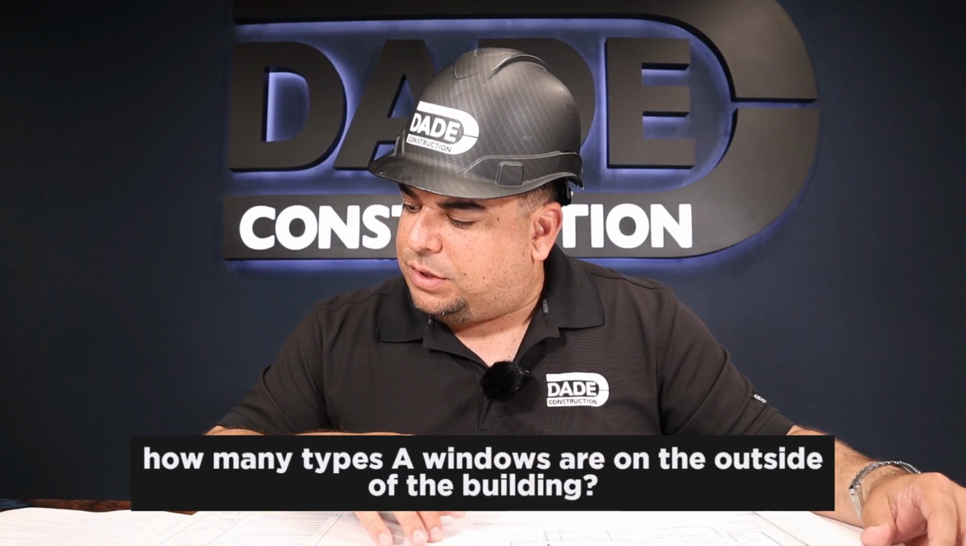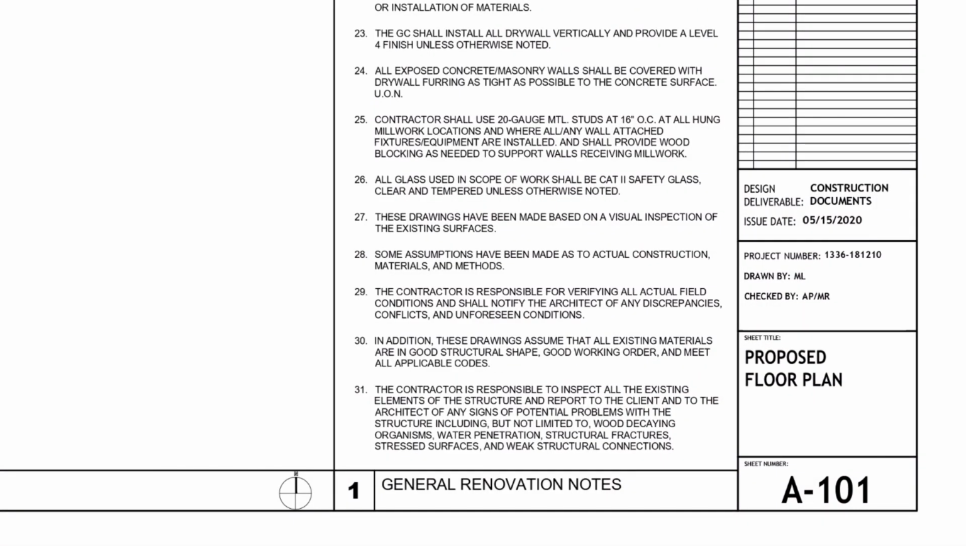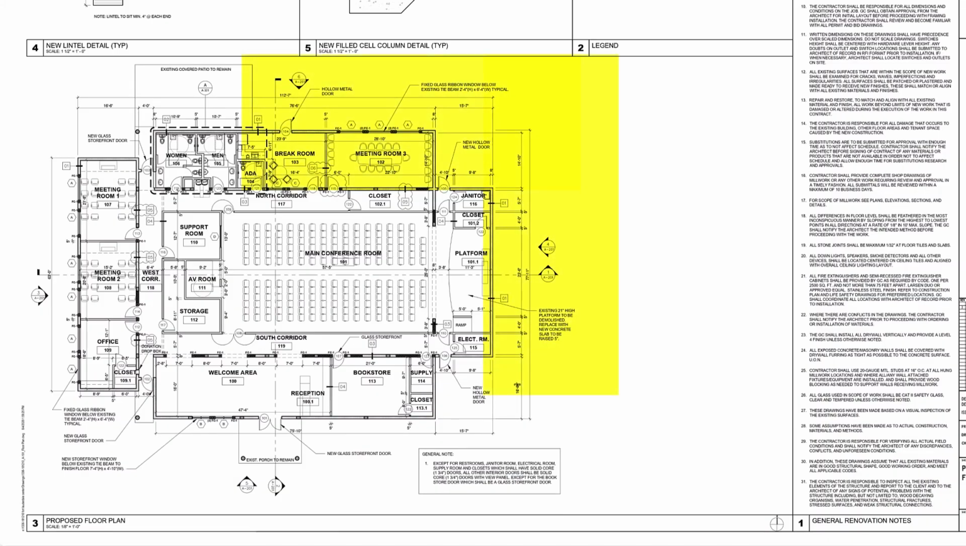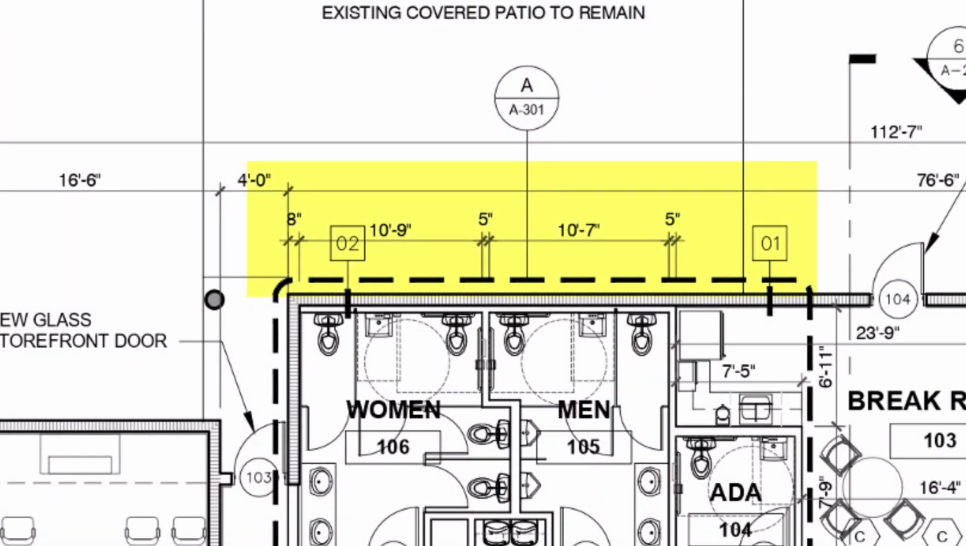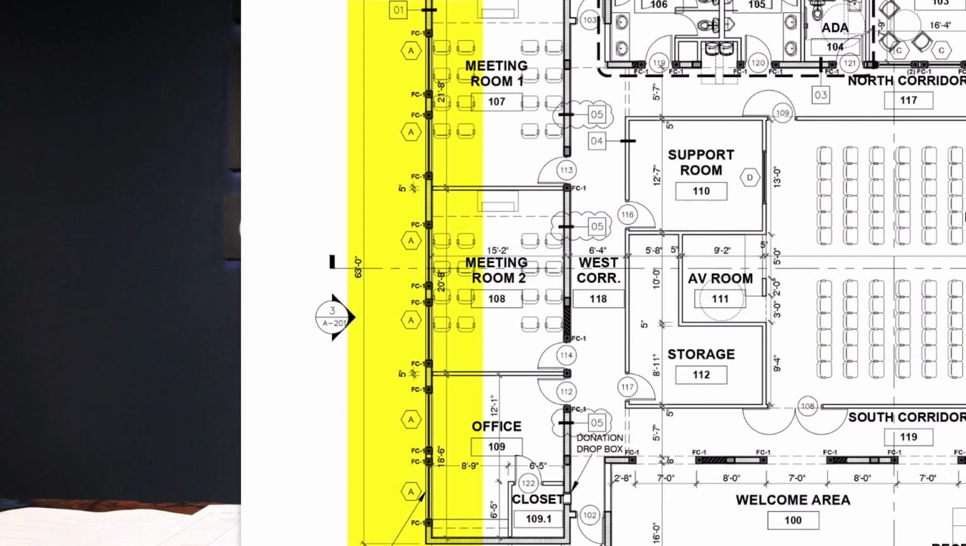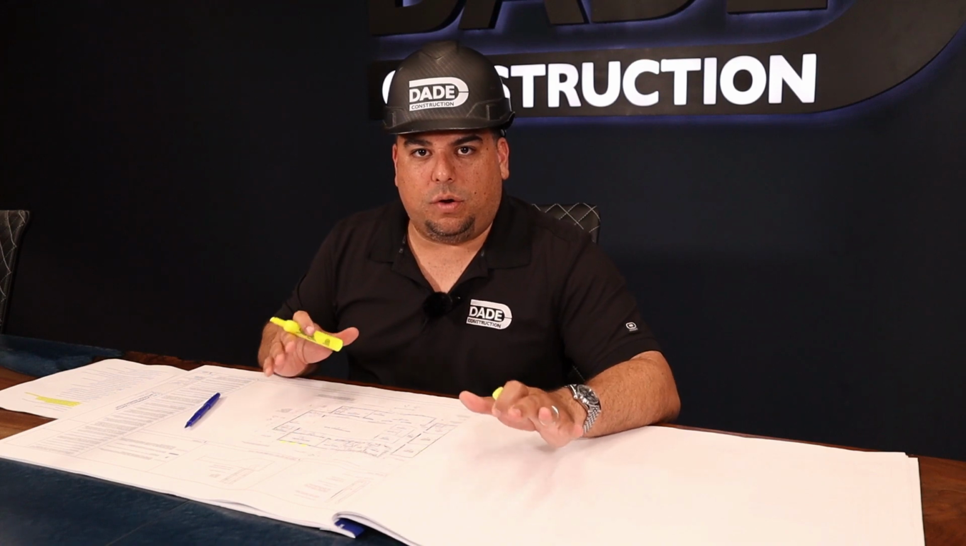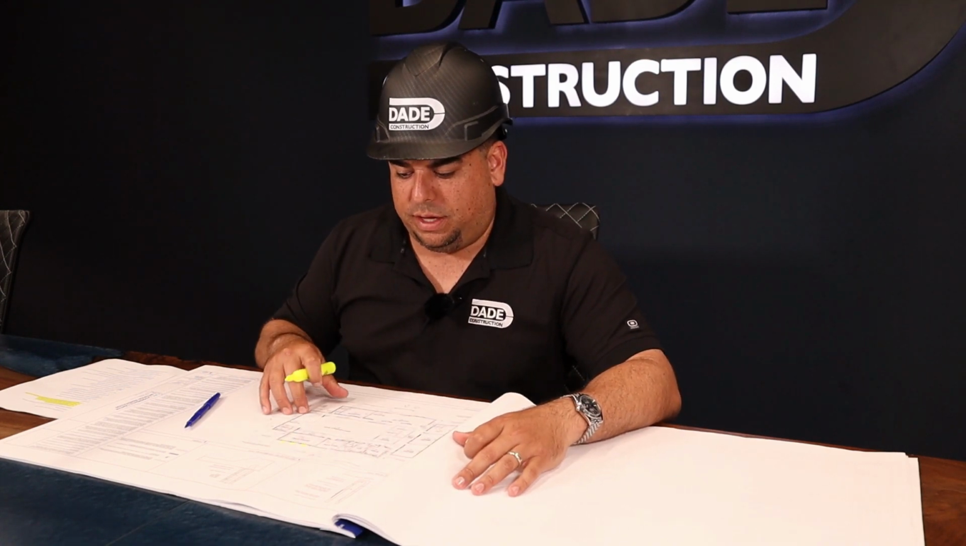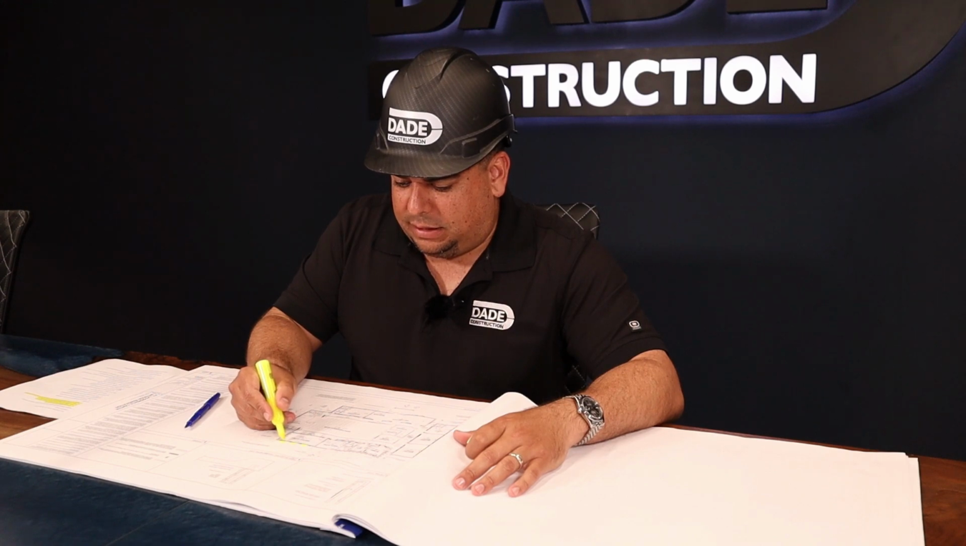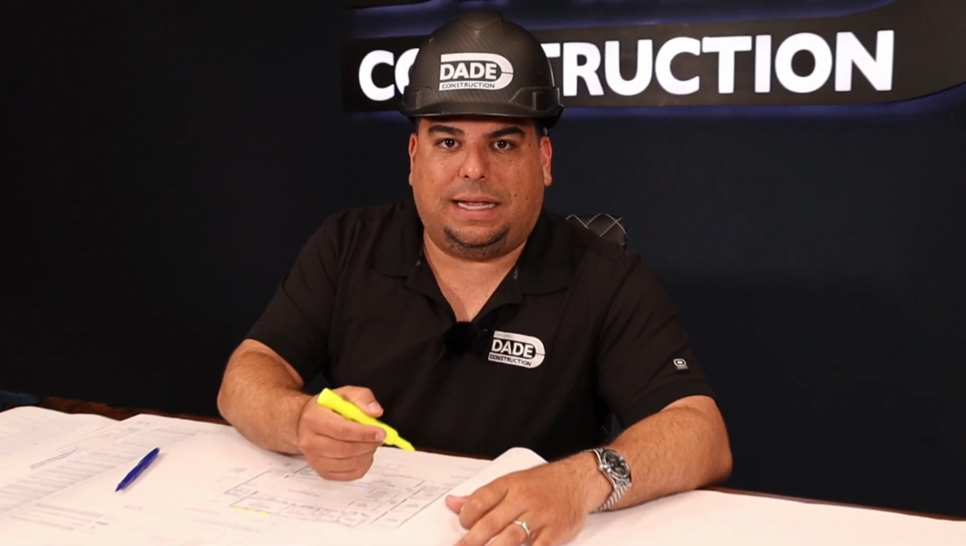All right, guys, next question. How many type A windows are on the outside of the building? Okay, we're on sheet A101, proposed floor plan. And as you look at the outside of the window, because they're asking you related to exterior windows, right here you have a type A. So you have 1, 2, 3, you go around the perimeter, 4, 5, 6, 7, 8, 9. There are 9 exterior windows to be installed within the building. And so you identify type A and you go around the perimeter, and that's how you get your count.